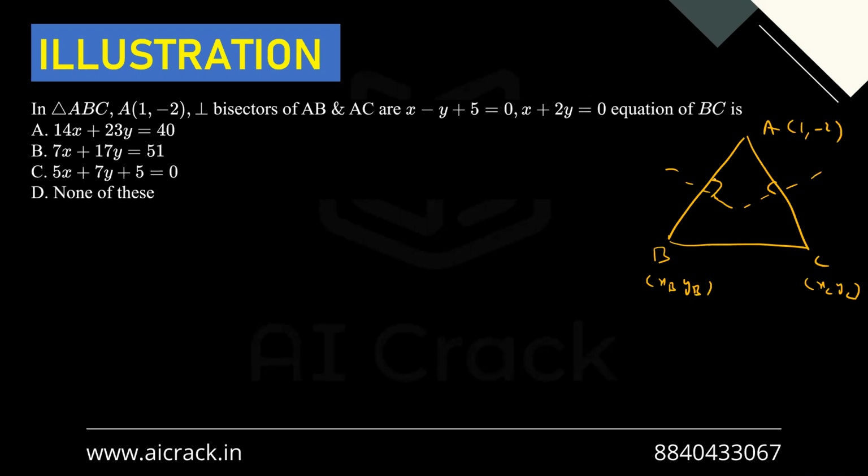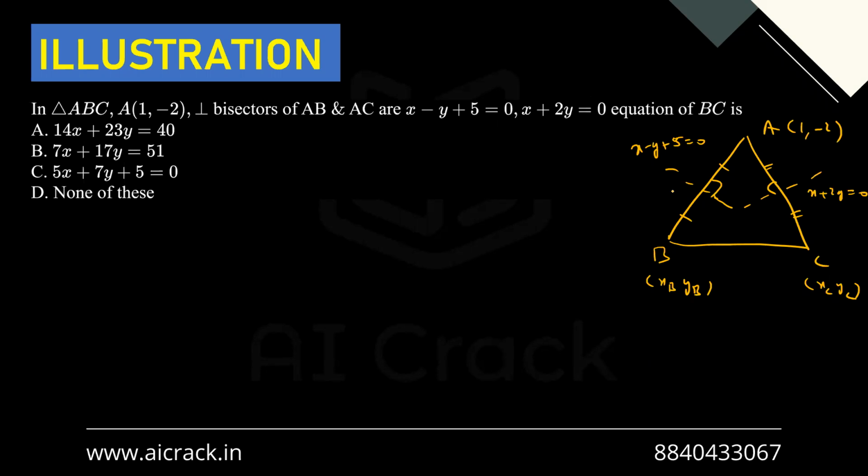Since this is the perpendicular bisector, this distance and this distance are equal, and this distance and this distance are also equal, right? So basically we can use the concept of image. The equation of this line is given, that is x minus y plus 5 equals 0, and similarly for this one, x plus 2y equals 0. Equations of both the perpendicular bisectors are given. So we can find the image of A with respect to these lines, and thus we can find the coordinates of point B and point C, and after that we can find the equation of BC.